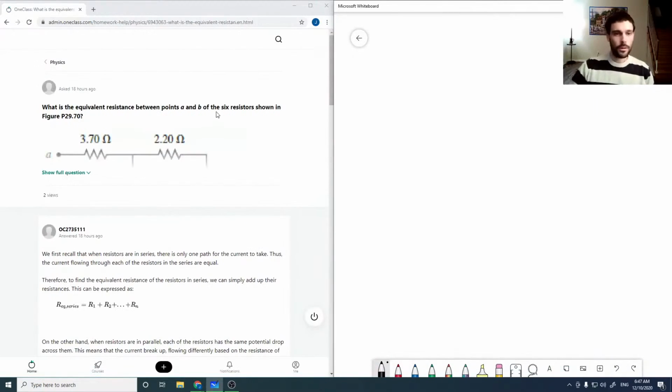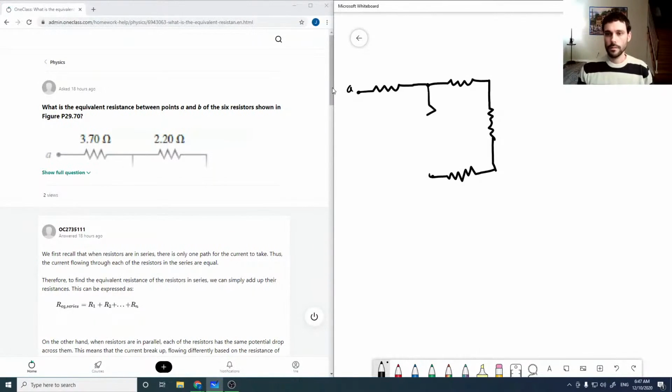Okay, what is the equivalent resistance between points A and B? So I'll just draw the figure here. So we've got A, my resistances probably need a bit of work, but that's fine. Pretty sure it's somewhat obvious what these are. Okay, so what's the equivalent resistance between A and B?